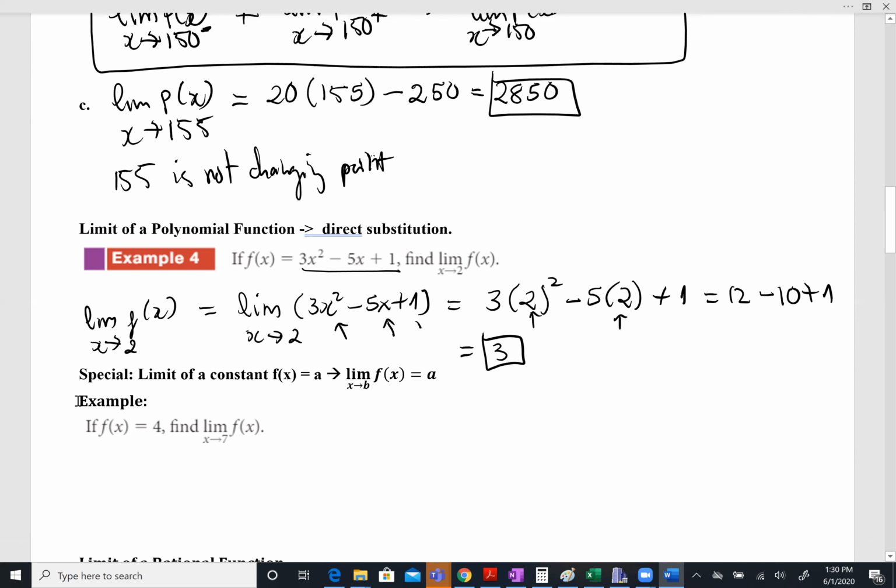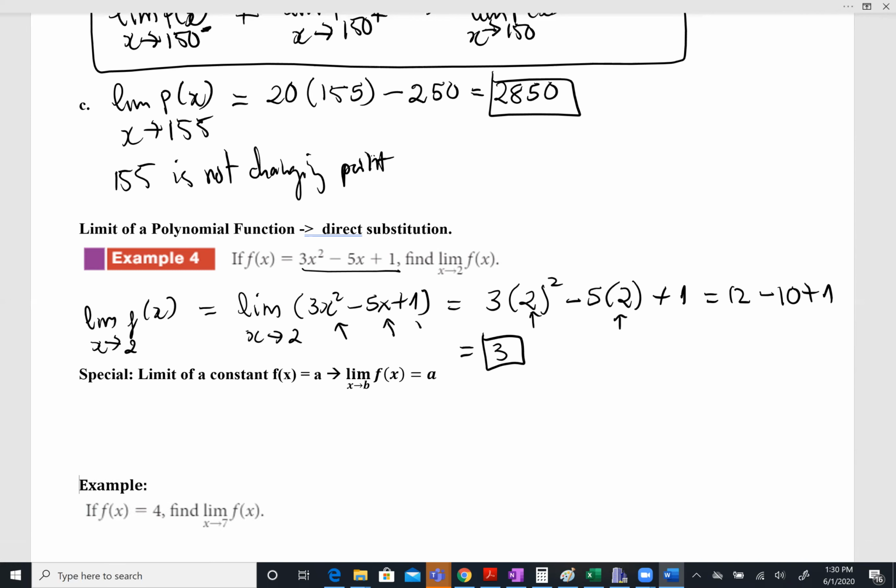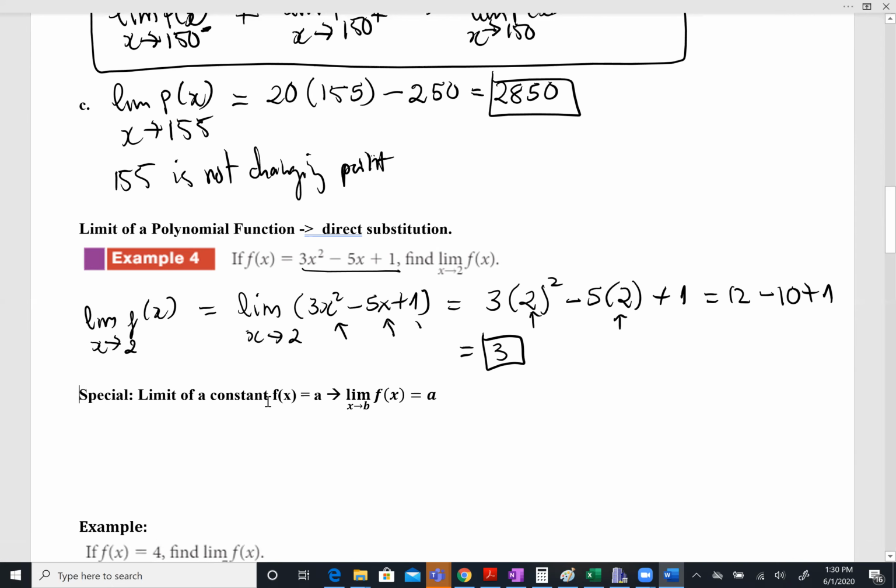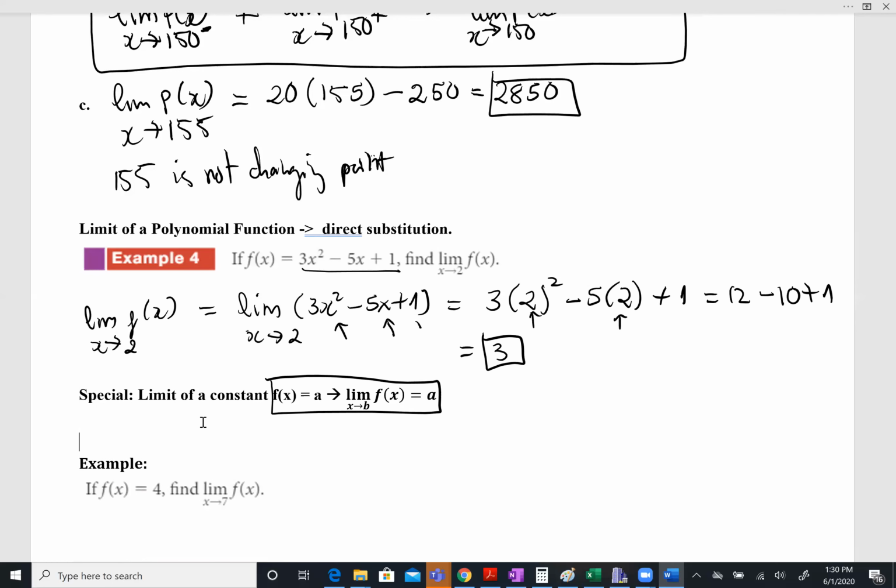One special thing: if you are looking for the limit of a constant function, such as f(x) equals a, then the limit of f(x) when x approaches anything, here I say b, will always stay at a. So that is one of the formulas that you need to know.